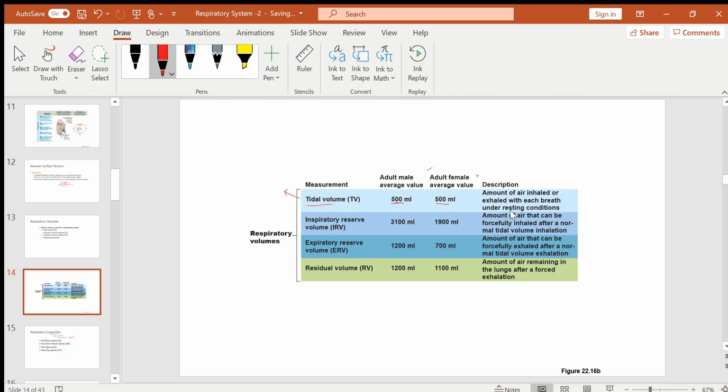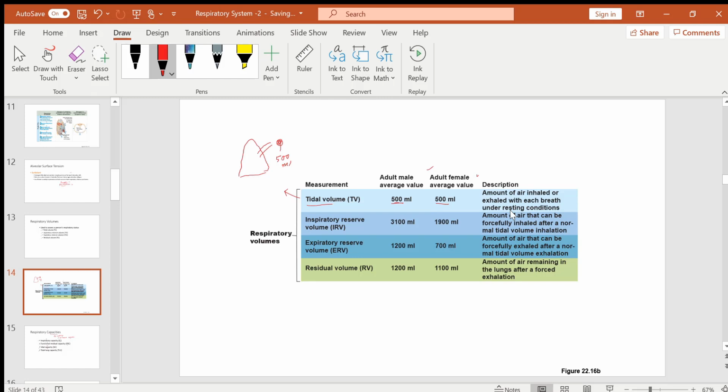So if I draw the lung here, so this is the lung, okay, and in normal inspiration and expiration, you inhale or exhale 500 milliliter of air. That is the tidal volume. Okay, so let's say this is 500 milliliter. That is tidal.